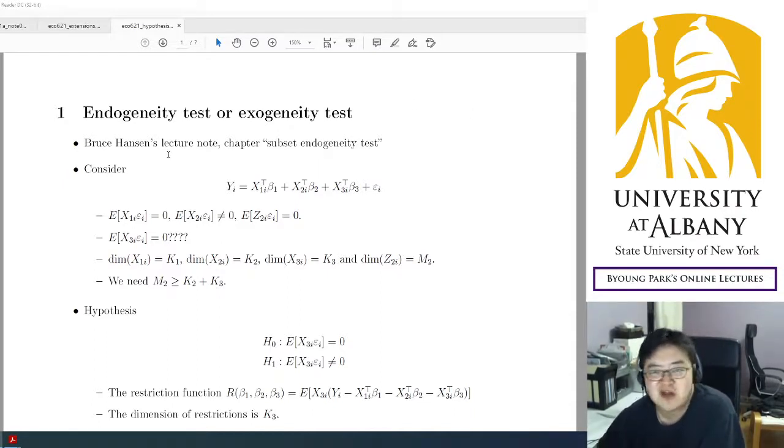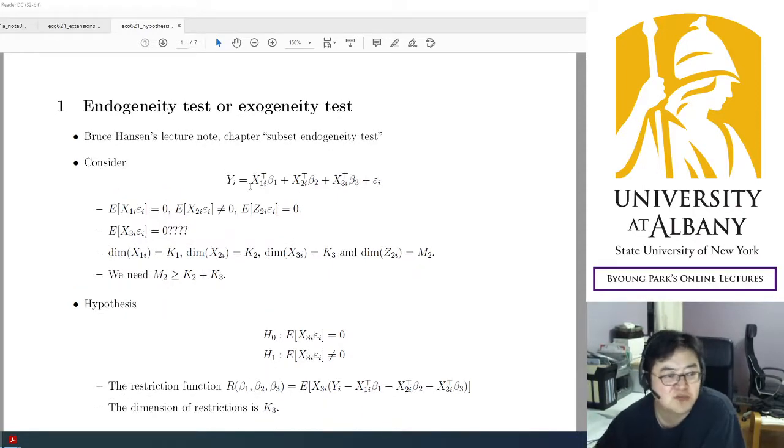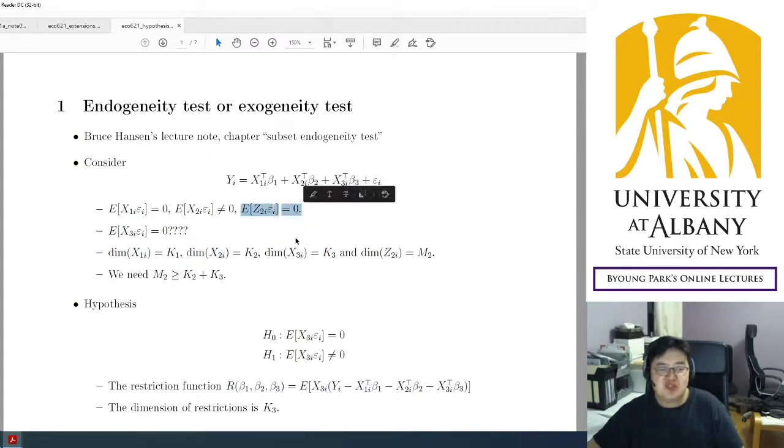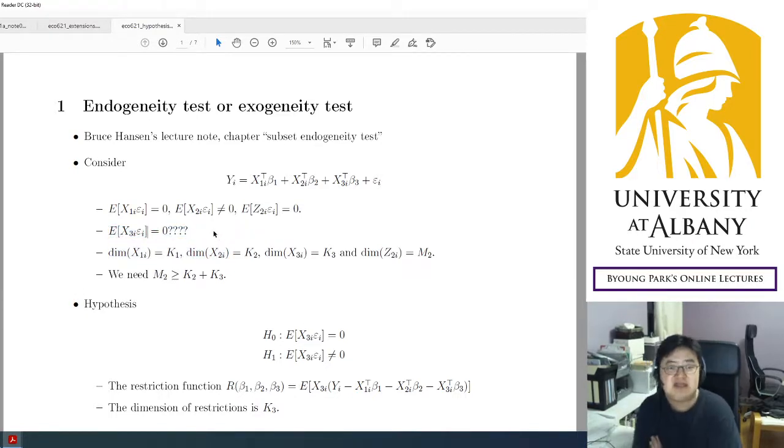So here is another setup. Actually, it is not another. It's the same setup, but anyhow, let's go. Think about this. The regression model has three types of regressors: x1, x2, x3, and x1 is surely exogenous, x2 is endogenous, and there is an instrument z2 which is also surely exogenous. But our question is whether x3 is endogenous or exogenous. That is the testing we need to determine.